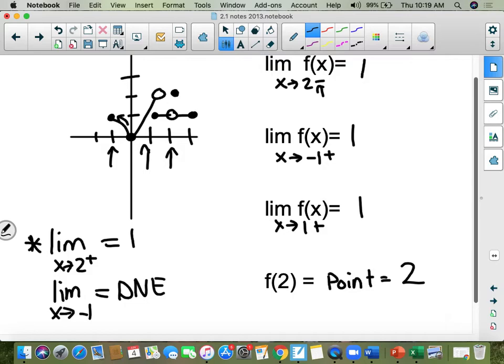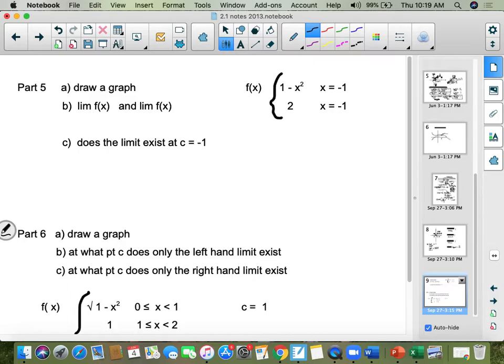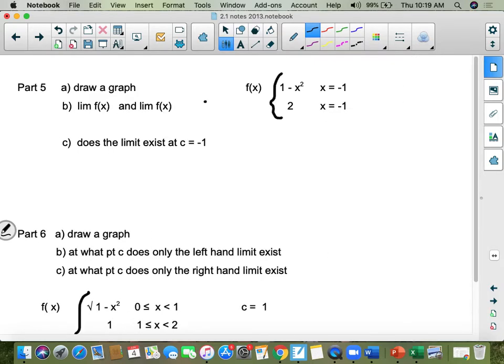Okay, last page, I think. Let's look. Yes, we are on the last page. The first thing they want you to do is draw a graph, and then they want you to find the limit when x approaches a -1 from the right, and they want you to find as x approaches a -1 from the left, and does the limit exist? So here we go.